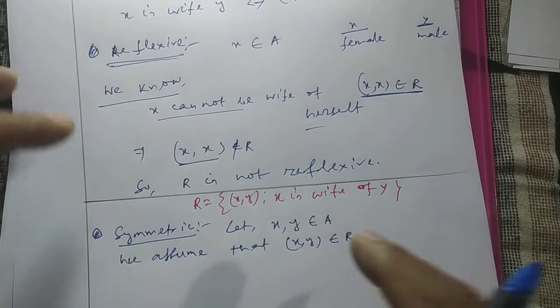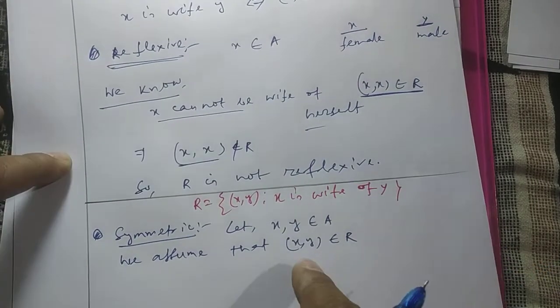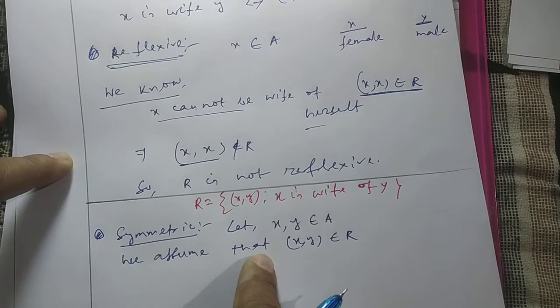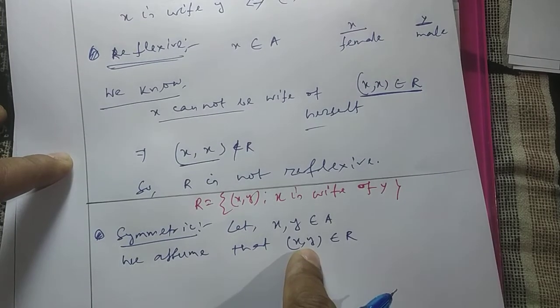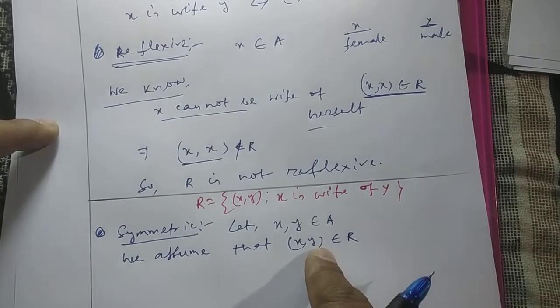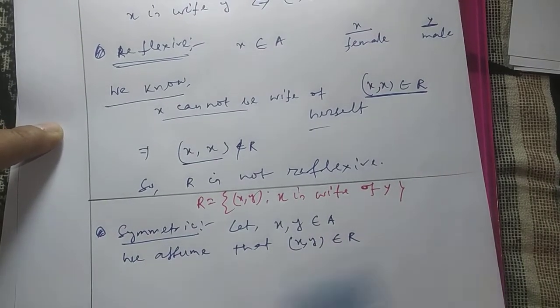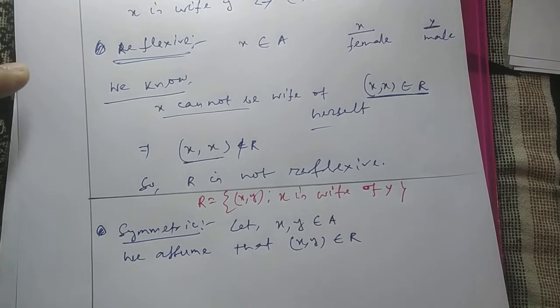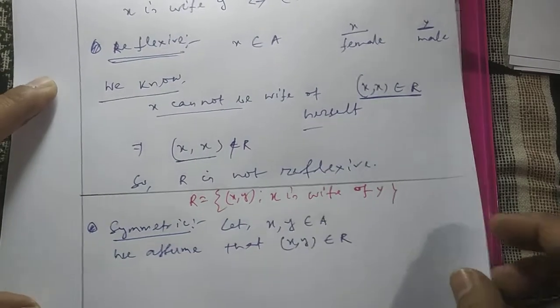Now from here, if somehow we can check that (Y, X) also belongs to R, then it will be symmetric. Again I am saying, let us assume that (X, Y) belongs to R. Now from here, if by any means we can check the reverse order pair (Y, X) also belongs to R, then it will be symmetric. Otherwise not. Now let us verify it.